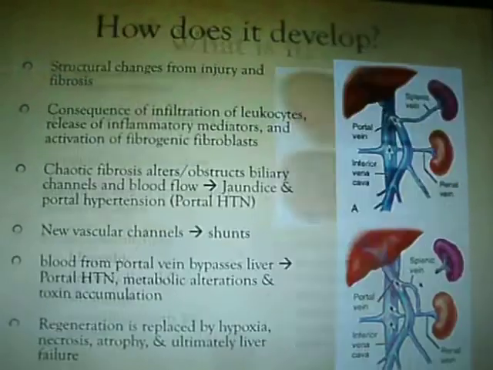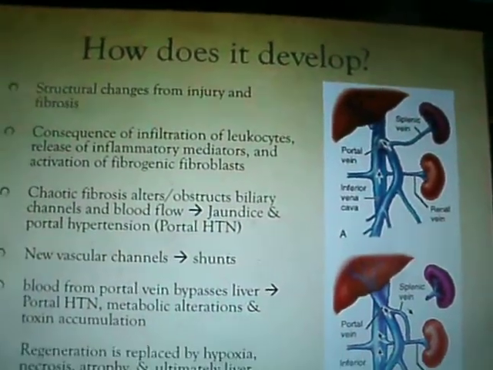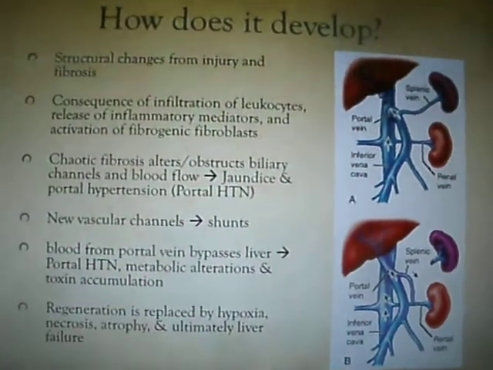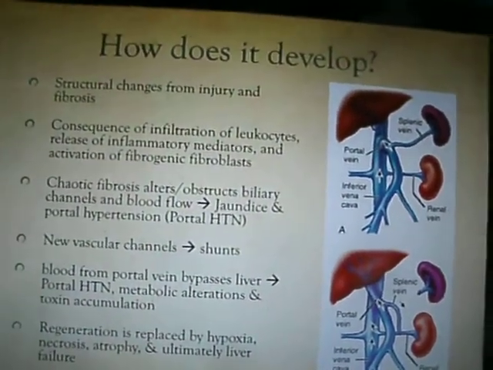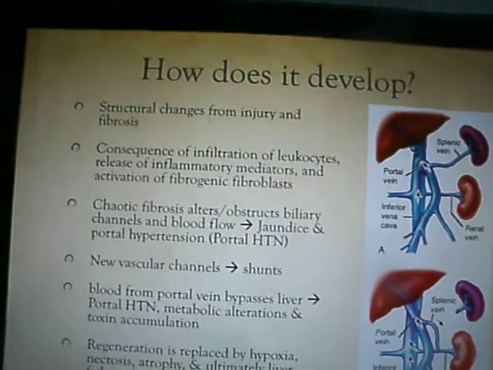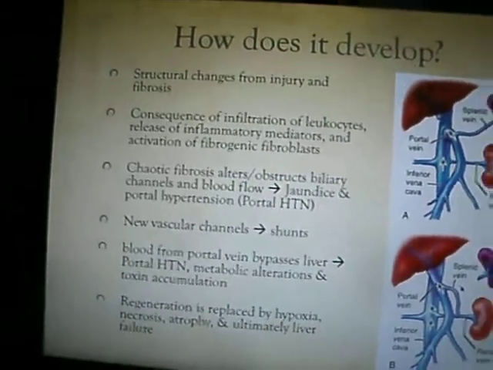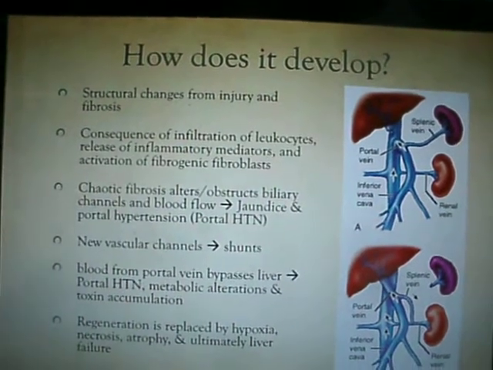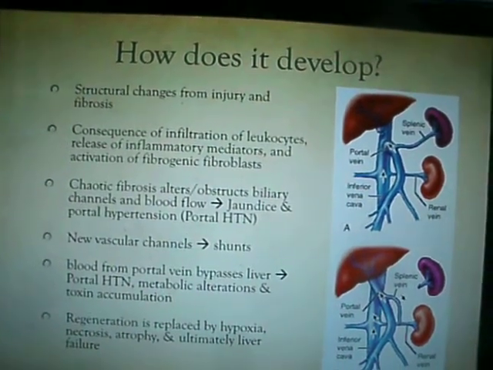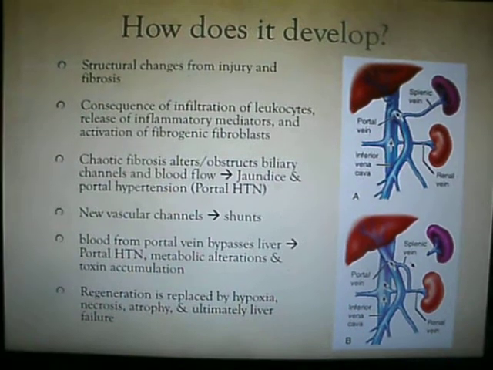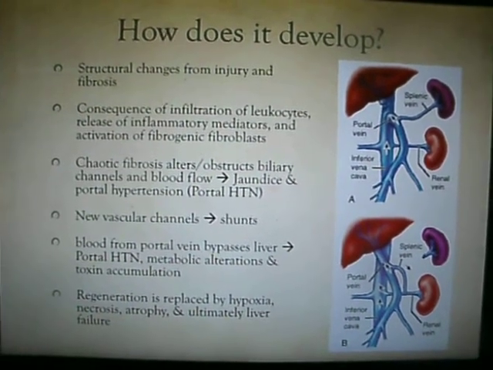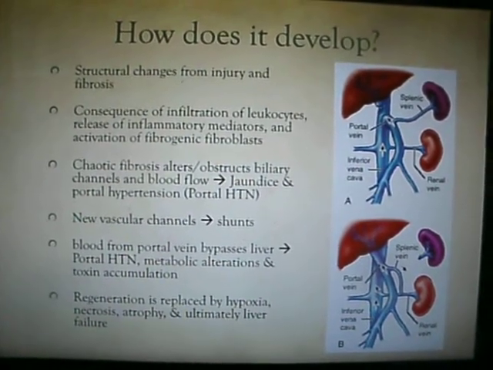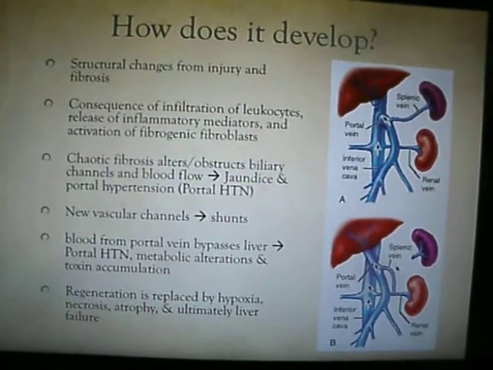alcohol intake. So basically how it develops is that you have structural changes from your injury and fibrosis, which therefore cirrhosis is a consequence of the infiltration of leukocytes, release of inflammatory mediators, and activation of fibrogenic fibroblasts. So basically all of the fibrosis that's happening causes your biliary channels to become obstructed, and therefore blood flow is limited, which leads to the yellowing of your skin as well as portal hypertension.